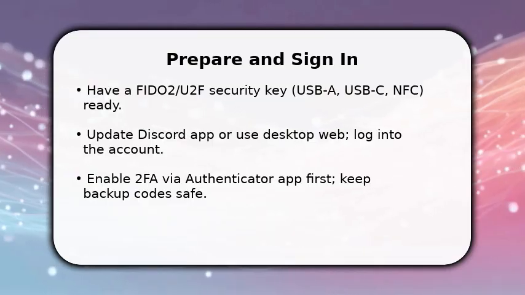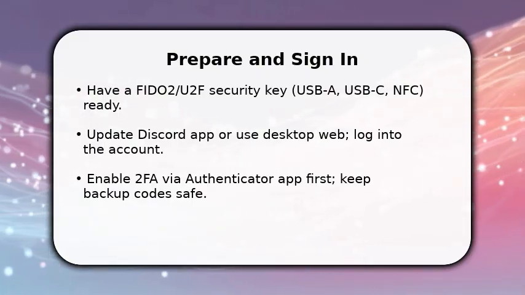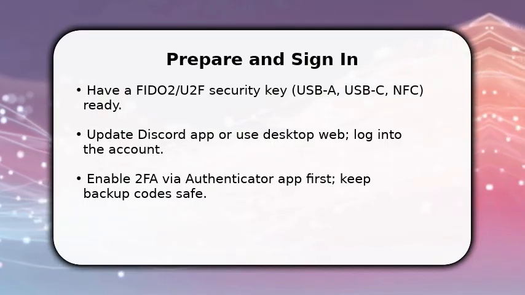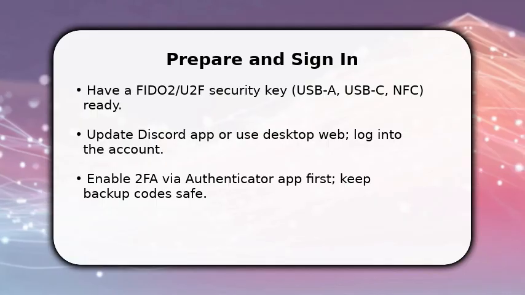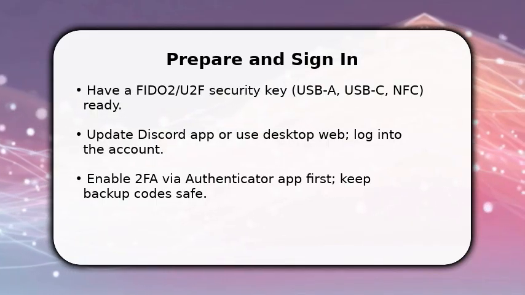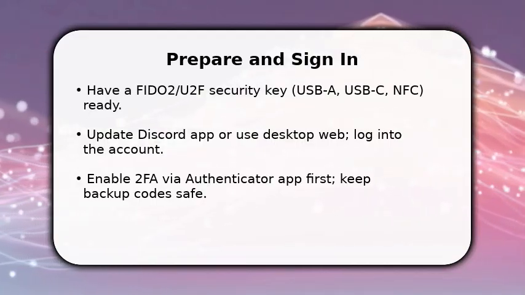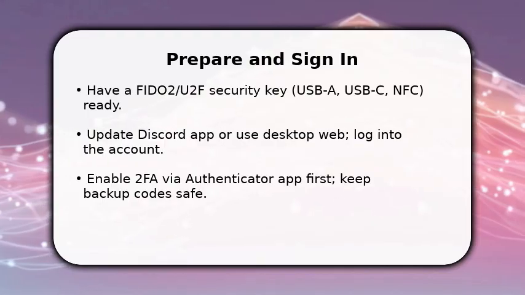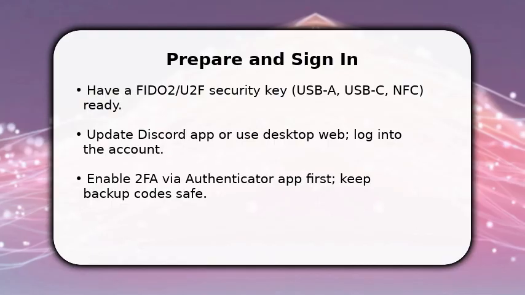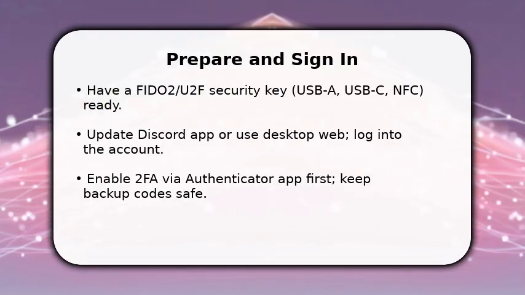You start by preparing the essentials: a FIDO2 or U2F security key and an up-to-date Discord client. Sign into the account you want to protect. Make sure two-factor authentication is already enabled using an authenticator app so Discord allows hardware keys. Once logged in, open user settings and navigate to My Account. This step ensures Discord will prompt to add a hardware method. Make sure you have access to backup codes in case the key is lost before continuing.